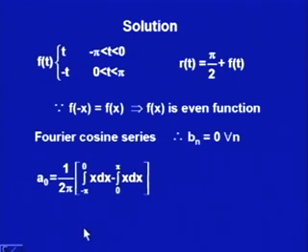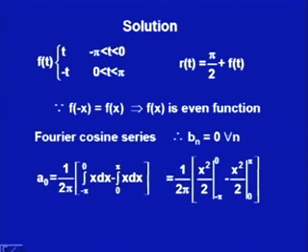What will be now a naught? 1 upon 2 pi integral minus pi to plus pi f(x) dx. f(x) here, if you replace this t by x, is x in minus pi to 0 and minus x in 0 to pi. So, just break into the two parts and solve the integral. Here it would be x square by 2; you put the values minus pi to 0 and 0 to pi, and you get the answer as pi by 2.